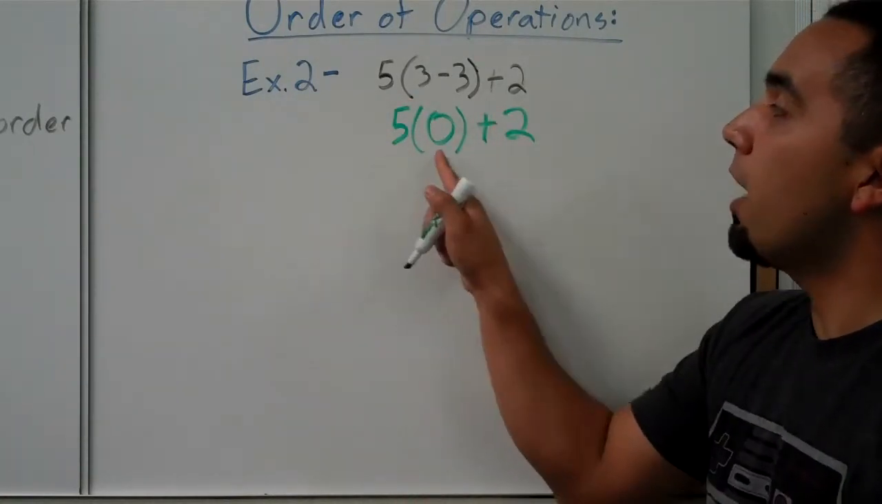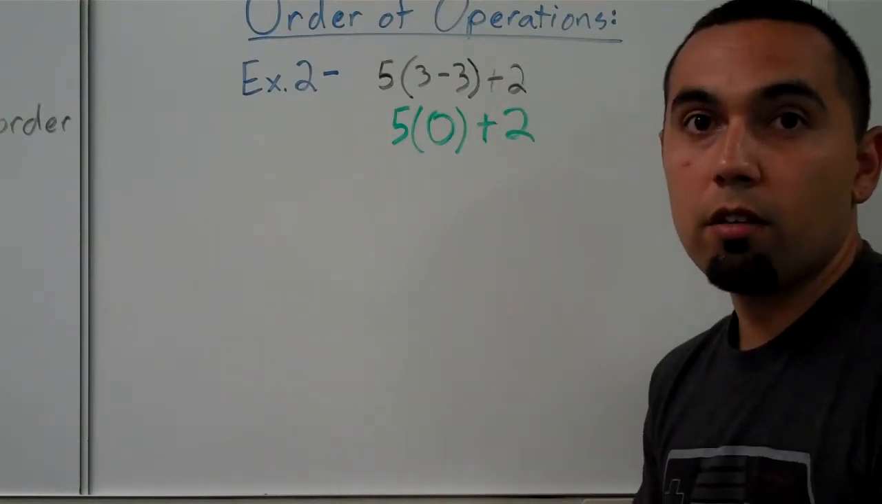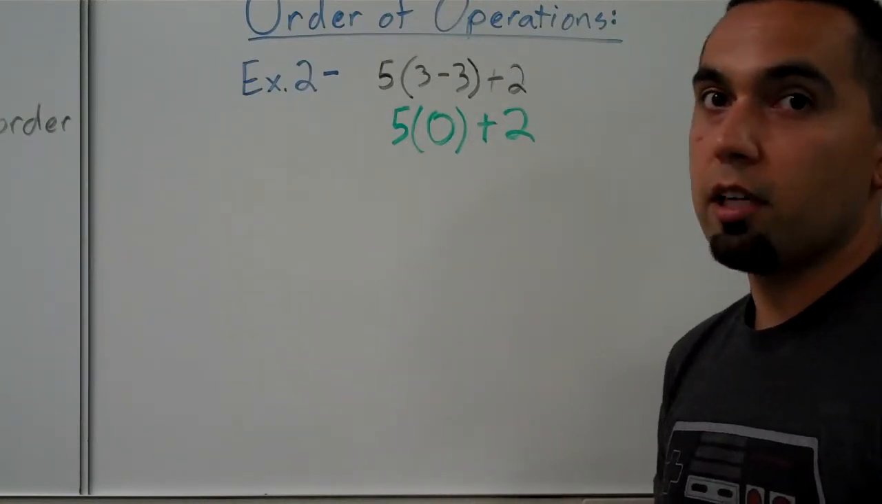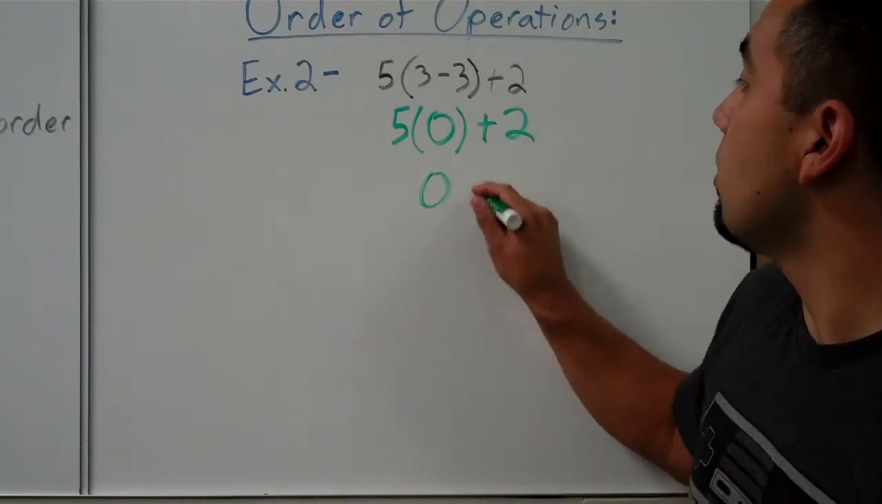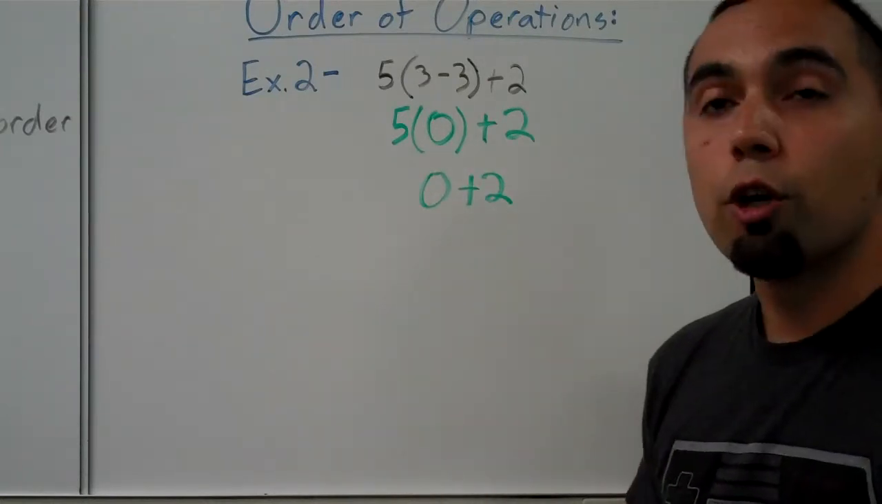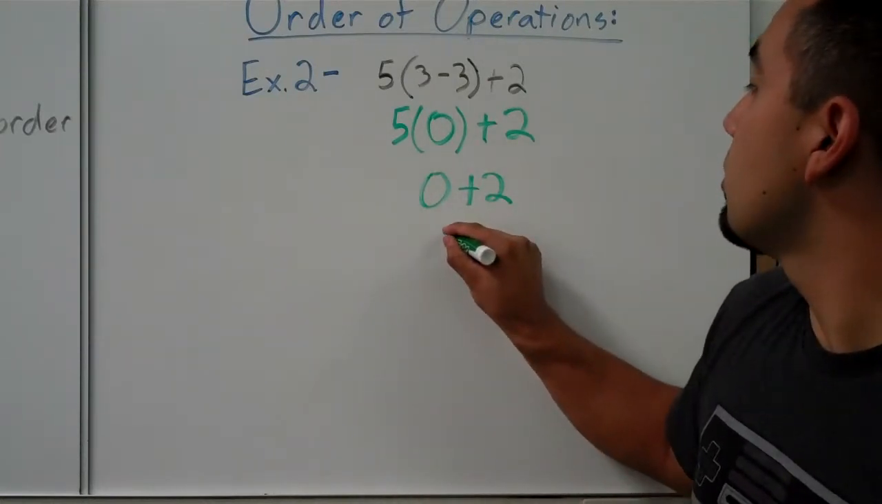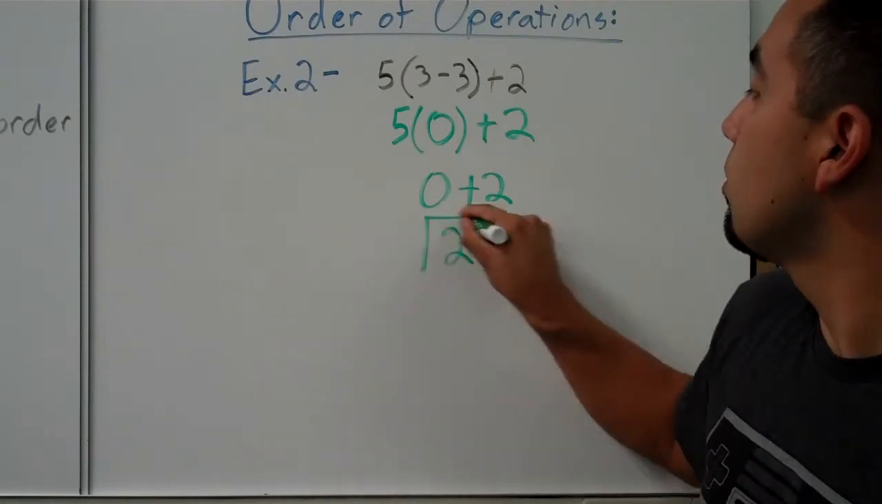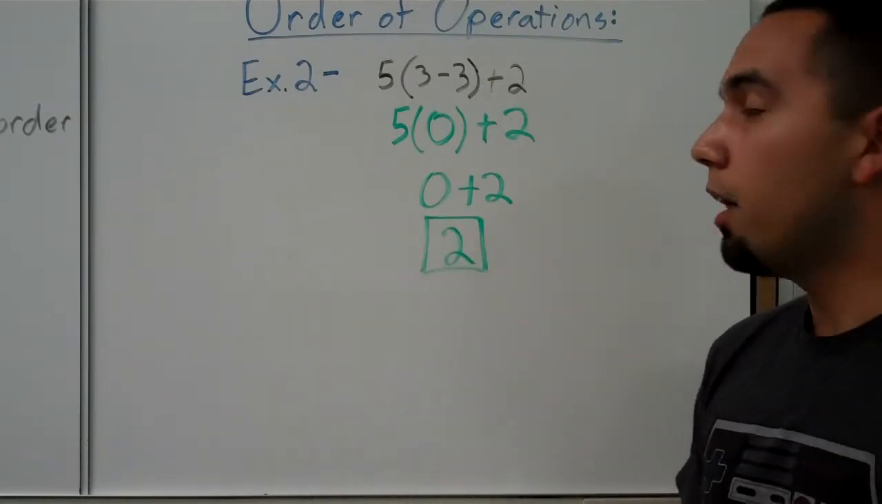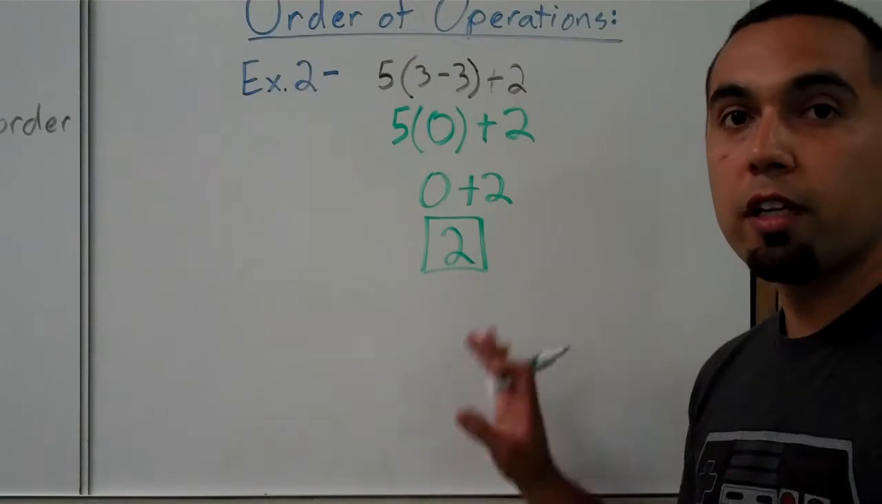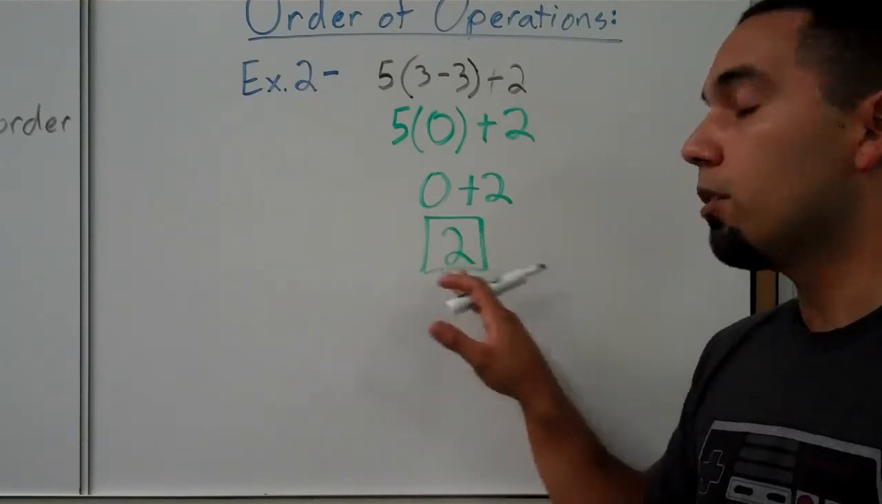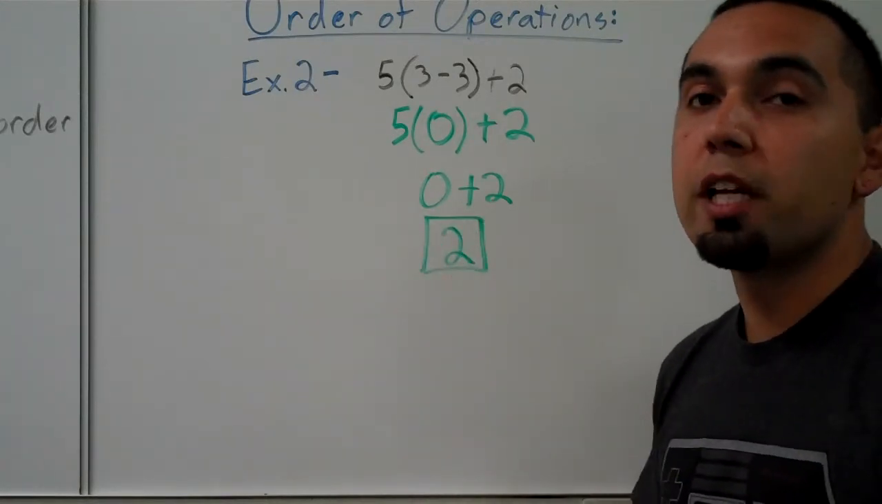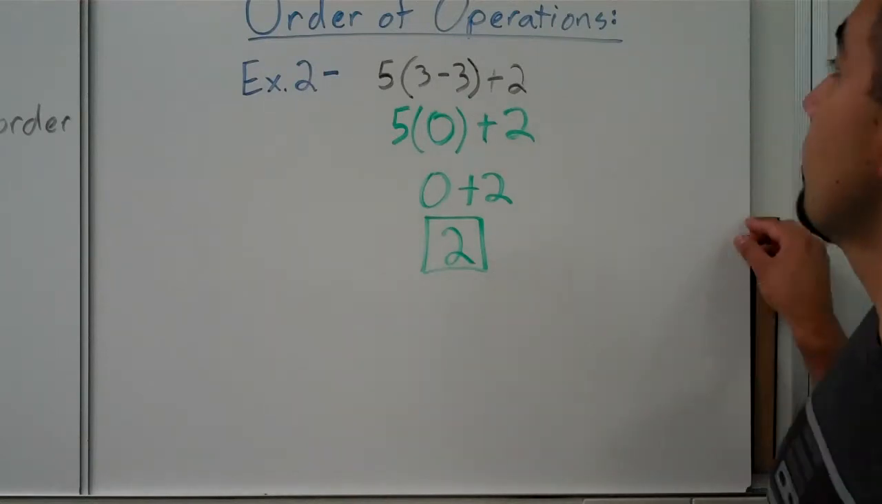And now I have 5 times 0. Okay, 5 times 0, anything times 0 is just 0. So 0 plus 2, my final answer is simply 2. Okay, and actually I didn't do this on the last problem, but you want to get in the habit of squaring or circling your answer. Just makes things a lot easier for me.